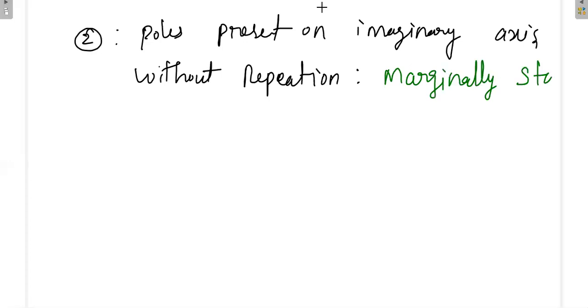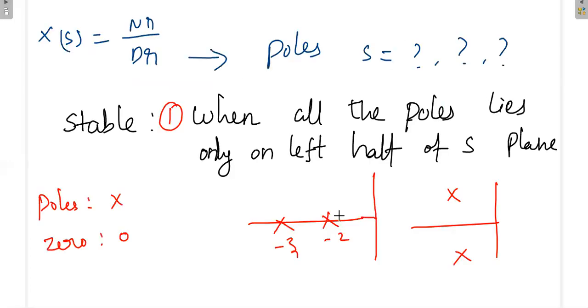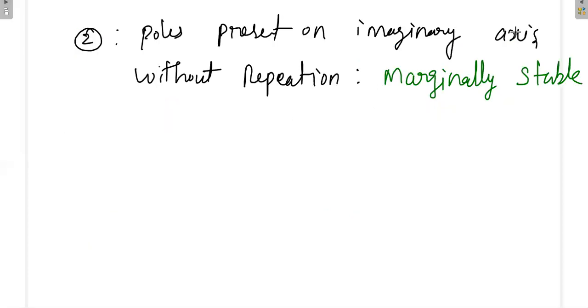Okay, see, what is the condition for stability? Strictly, all the poles have to lie only on the left half of the S plane. Suppose the poles are on the imaginary axis, without repetition, then it is marginally stable. Then what is the unstable condition?